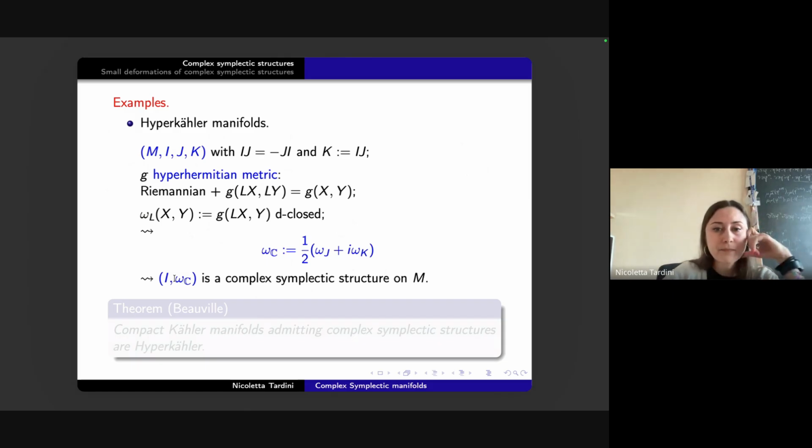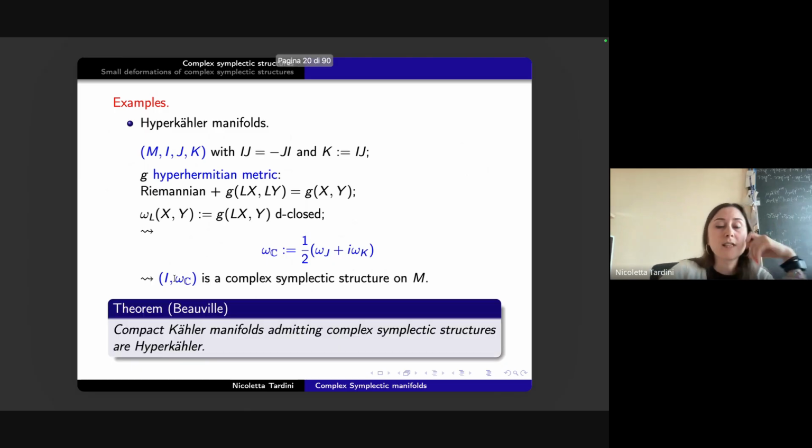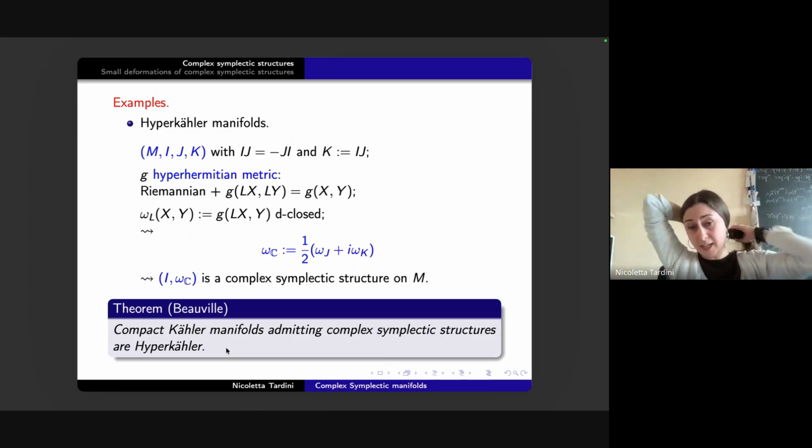And in fact, there is a sort of converse, proved by Beauville: if we have a compact Kähler manifold that admits a complex symplectic structure, then it has to be hyperkähler. It has to be of this type. So if we have a compact complex manifold with a Kähler metric that also admits a complex symplectic structure, then it has to be hyperkähler.